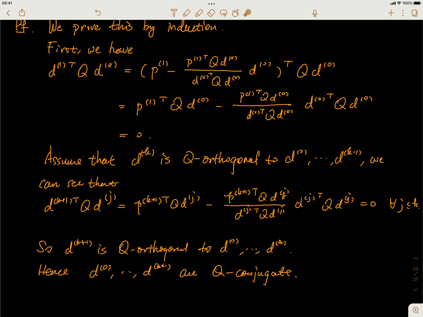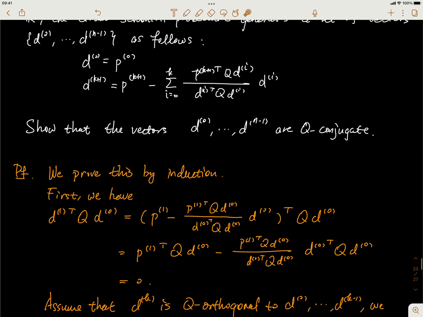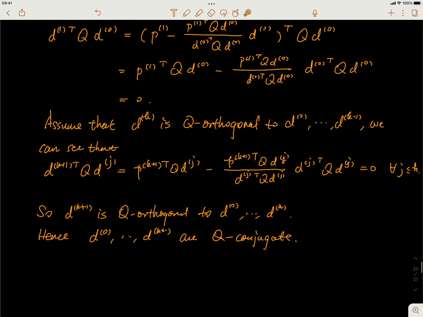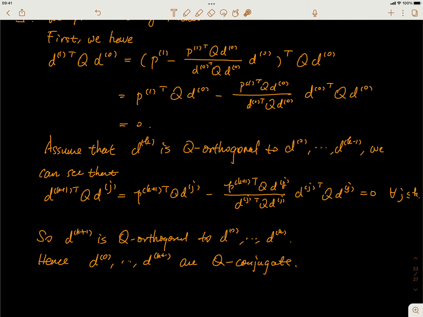So when I multiply this thing by Q dj, there is only one term in the sum that is non-zero, because only the dj term is non-zero. Okay, so that's why I only have this one here left. But now you can see that again, these two cancel, and also this cancels with that, so we get 0. That's why we have the Q conjugacy of d(k+1) with all the previous d's. Okay, then this finishes the induction.